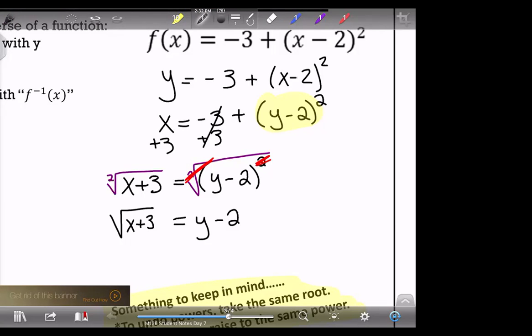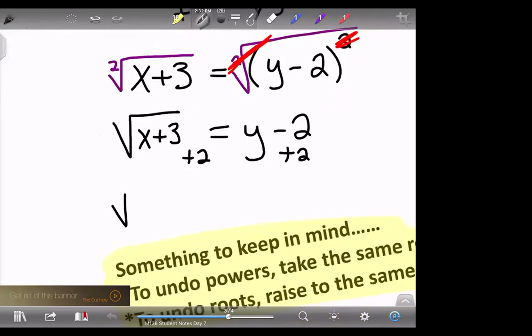And the last step to get y by itself would be getting rid of that minus 2 by adding 2 to both sides. We have to be careful. When we add 2 to the left-hand side here, we cannot add it together with that 3. It has to go out at the end.